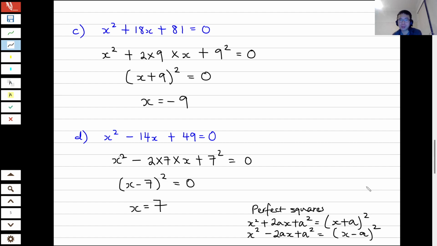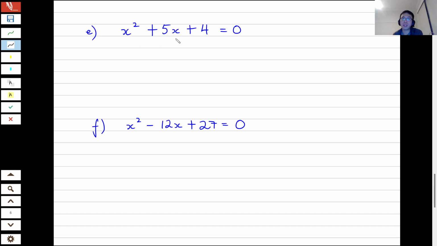All right, let's keep going. Here, I've given you x squared plus 5x plus 4 equals 0. And experience should tell you that this is not a perfect square. And so I'm looking for a factorized form, x plus something, equals 0. And I've got two numbers that need to add up to 5 and multiply to give 4.